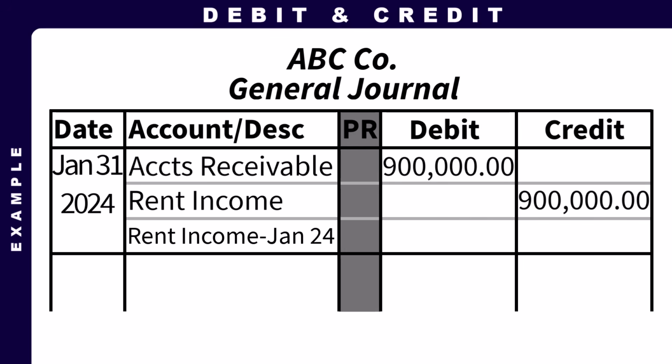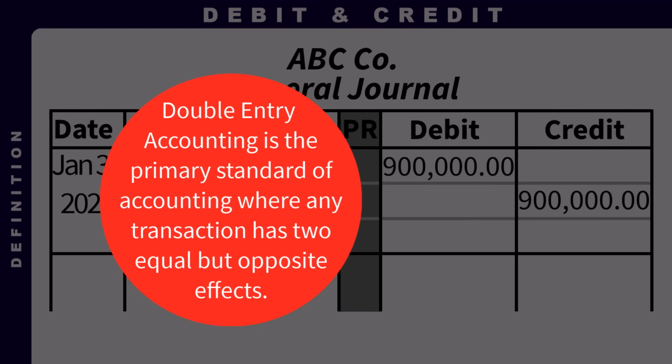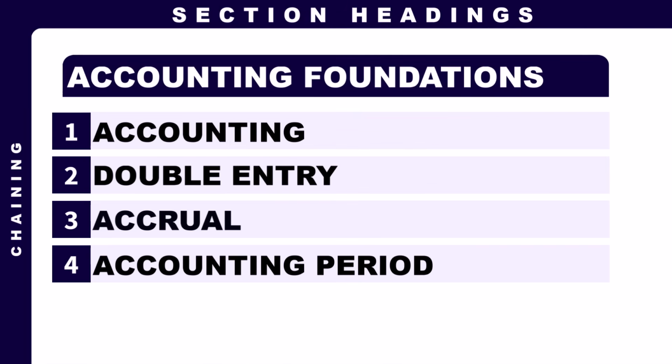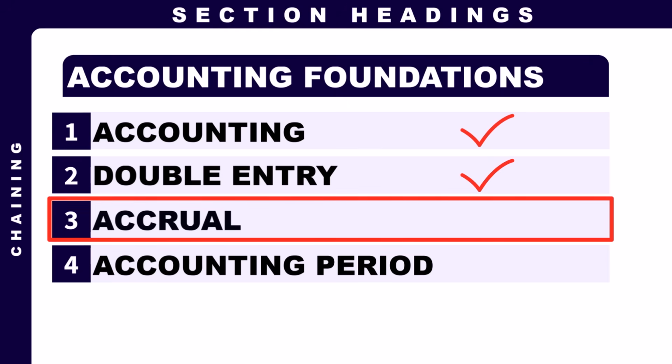Great! Now, we can easily define double entry. Double entry accounting is the main professional standard of accounting where any transaction of any type has 2 equal but opposite effects: debit and credit. As simple as that. Alright, we've seen a definition of accounting, and a relatively longer section on double entry. Now, moving on to the next main topic, accrual.